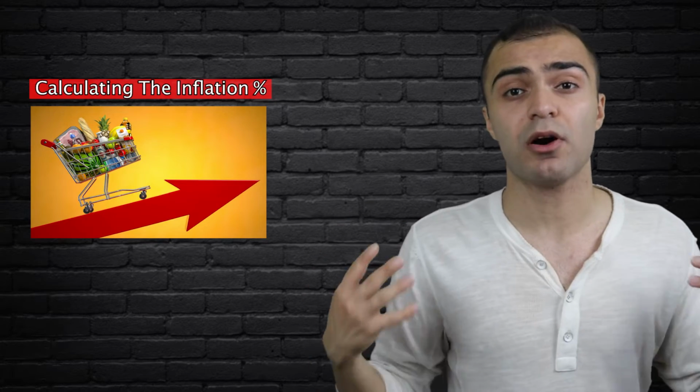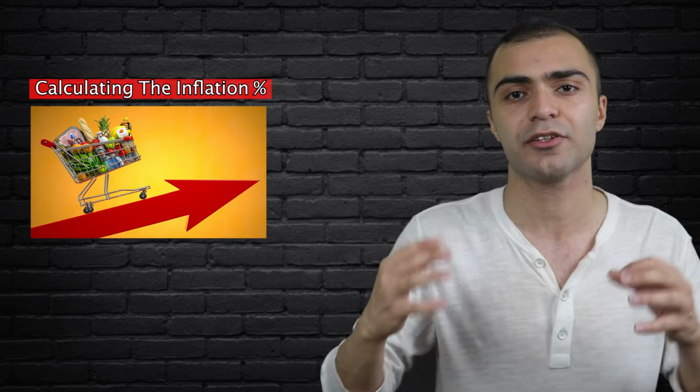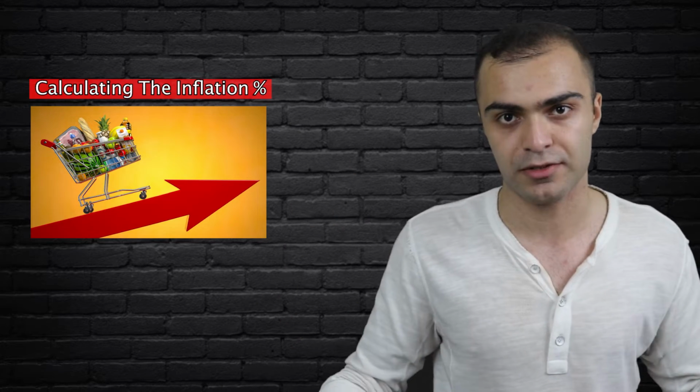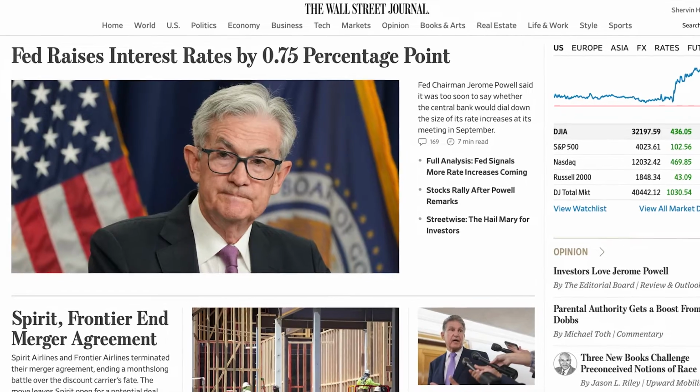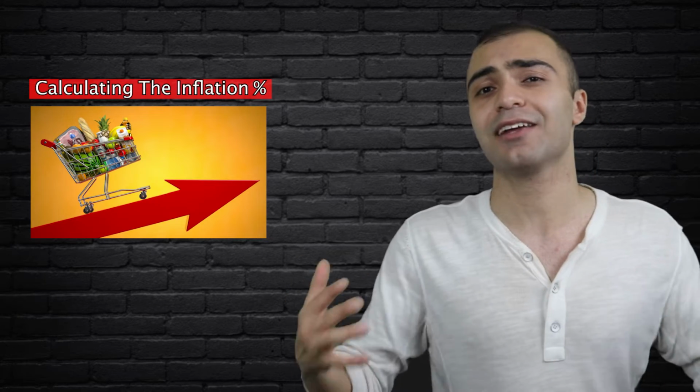And of course, in response to these high inflation rates, both the US Federal Reserve and the Bank of Canada are increasing the interest rates on a regular basis in an attempt to limit and maybe even lower the inflation rate. In fact, just this past week, the Fed increased the interest rates by 0.75% in the United States, and the Bank of Canada is expected to do something very similar in the coming weeks.